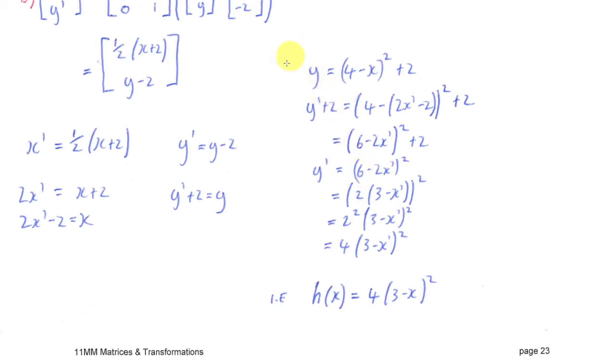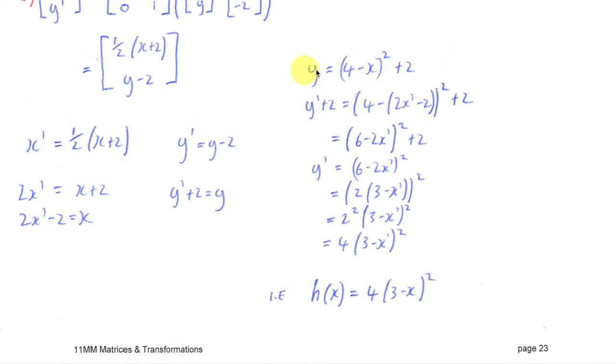Let's start reworking this part here. Here we have the original function, y equals, in brackets, 4 minus (x squared plus 2). We don't want to write this in terms of the original x and y. We want to write it in terms of the new x and y, which we refer to as x prime, y prime. So instead of writing y, I write what y is equal to, which is y prime plus 2. Instead of writing x, I write what x is equal to, which is 2x prime minus 2.